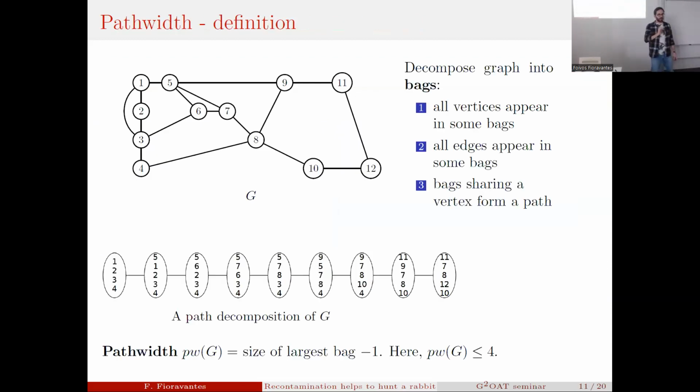Light reminder, what is the path width of a graph? We decompose the vertices of a graph into bags such that all the vertices appear in some bag, all the edges appear inside the vertices in a bag. And if I look at a vertex and I look at the bags in which it is contained, this induces a path. Okay, I go fast here because I know that most of you know this better than me.